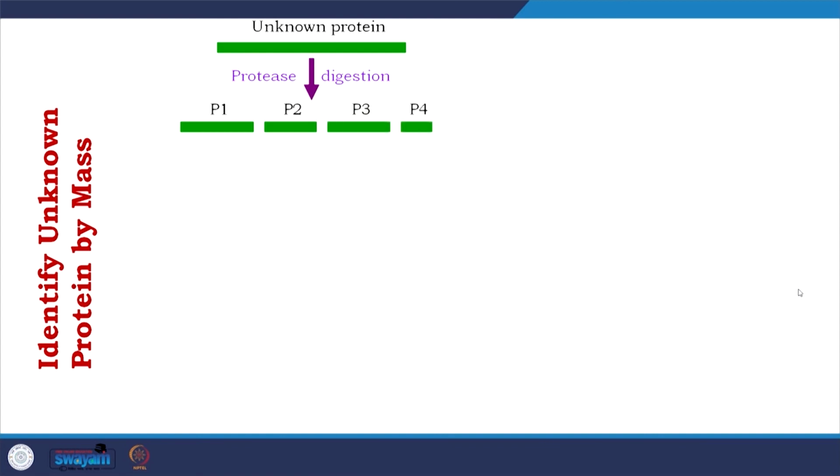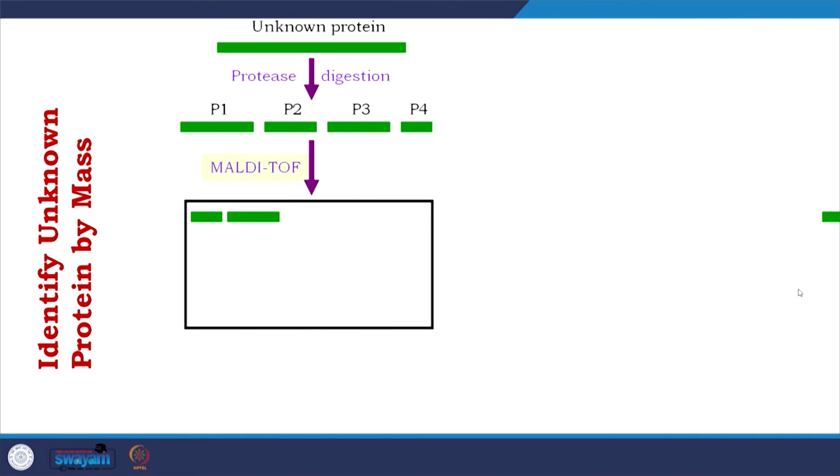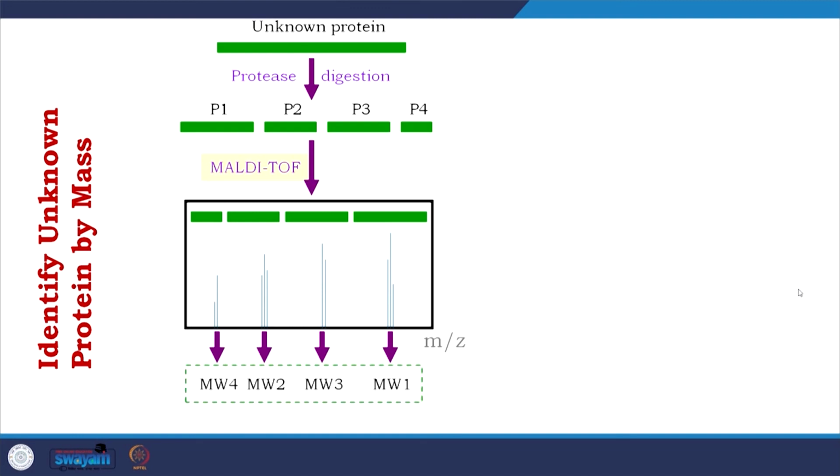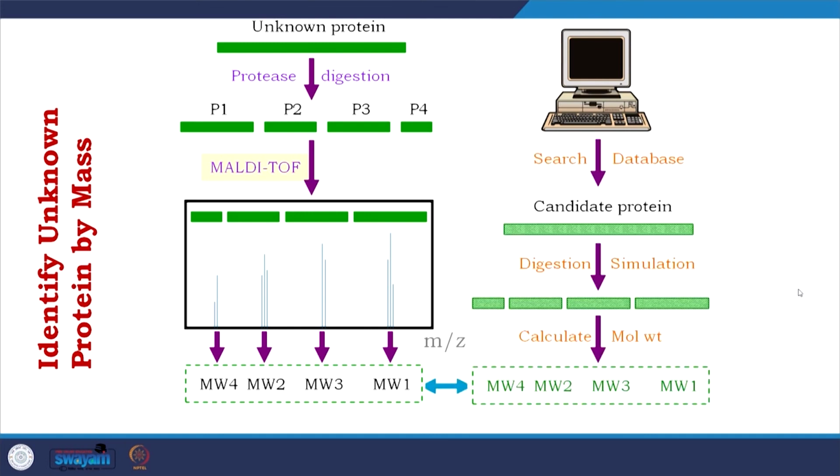But then if you have an unknown protein, you do again protease digestion, you get the fragments P1, P2, P3, P4. With them you go for MALDI-TOF, these fragments are there, you get m/z values for each of them, and you know their mass. Now, you search the database, you get the candidate protein, you make the digestion simulation and you calculate the molecular weight, you compare the peptides and identify the unknown proteins.